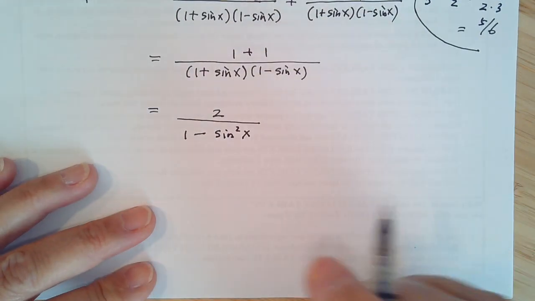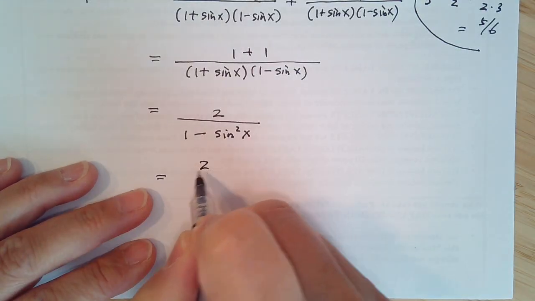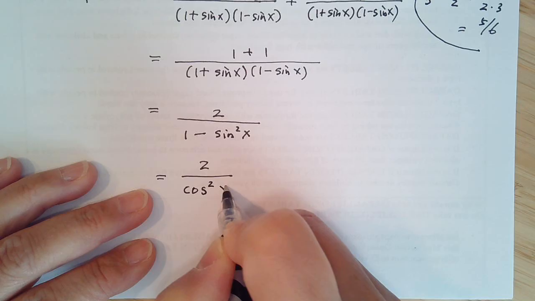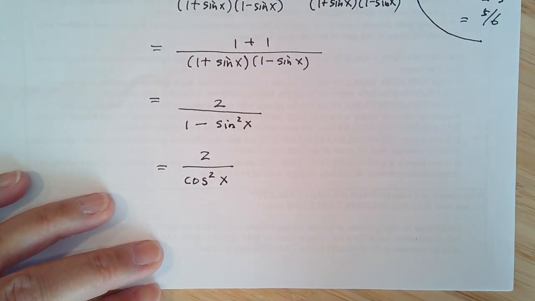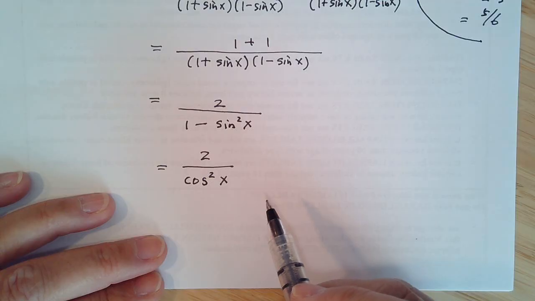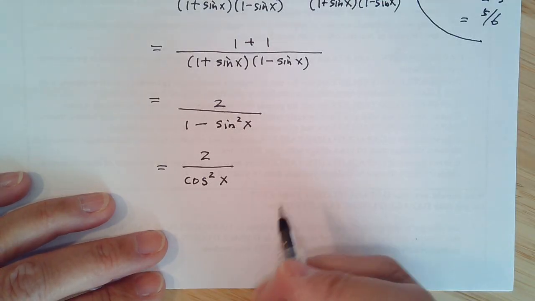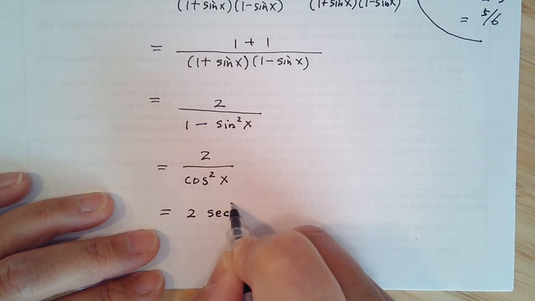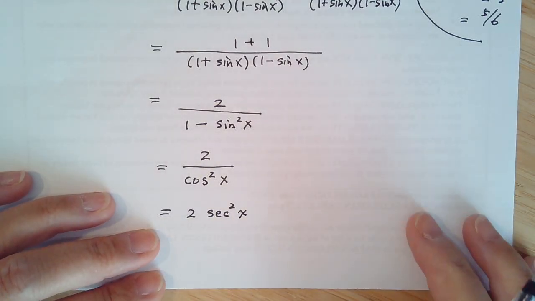The denominator is 1 minus sine square x. Ooh, we're very familiar with this, because that is 2 over cosine square x, isn't it? Because of the cosine in the denominator, by the reciprocal rule, what is 1 over cosine? So this one is 2 secant square x.